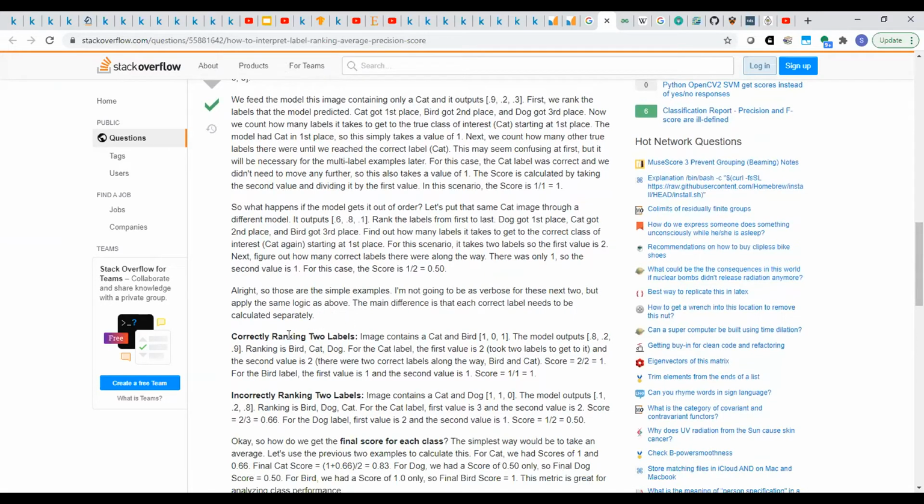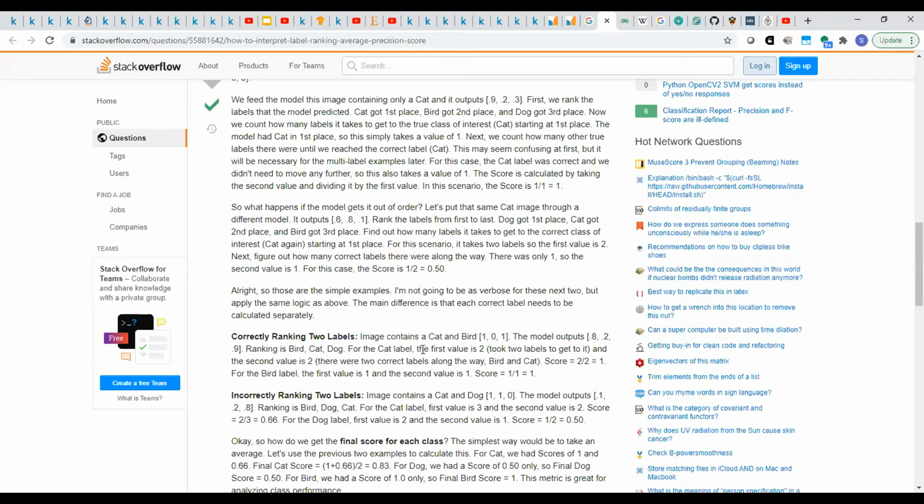The same methodology applies when you have two labels. The image doesn't contain just one thing, but let's say two things. When we did the second part and got one, it's because there's only one correct label in the ground truth. In this case, there are two correct labels in the ground truth: it contains a cat and a bird. And the model outputs this. So the ranking is bird because it's 0.9, then cat at 0.8, and then the dog in last place.